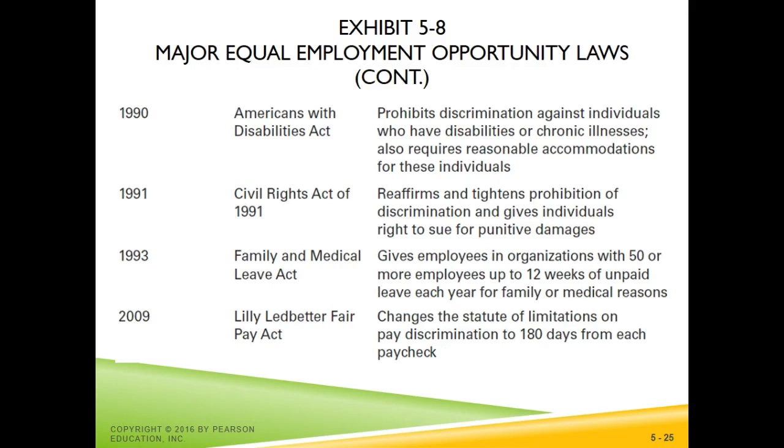In 1990, we had the Americans with Disabilities Act, and that prohibits discrimination against individuals who have disabilities or chronic illnesses. It also requires reasonable accommodations for these individuals. In 1991, you have the Civil Rights Act of 1991 that reaffirms and tightens prohibition of discrimination and gives individuals the right to sue for punitive damages.